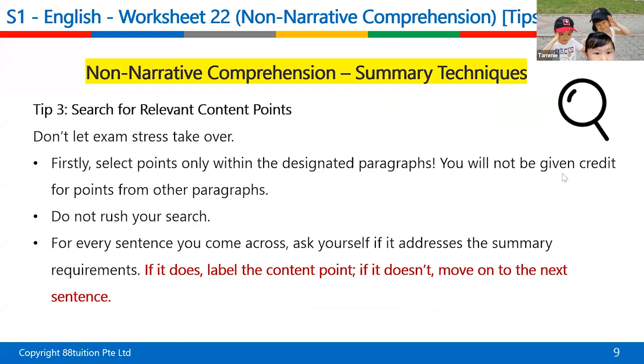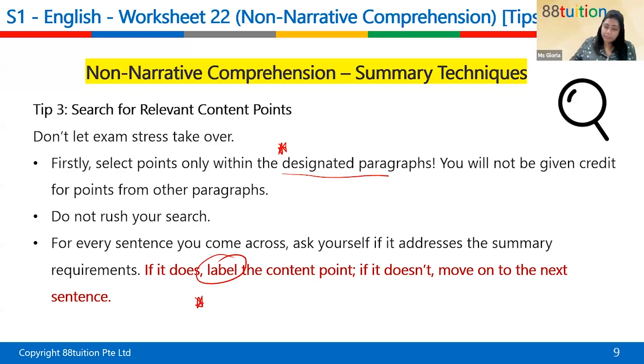Firstly, select points only within the designated paragraphs. You will not be given credit for points from other paragraphs. Do not rush your search. For every sentence you come across, ask yourself if it addresses the summary requirements. If it does, label the content point. If it doesn't, move on to the next sentence.